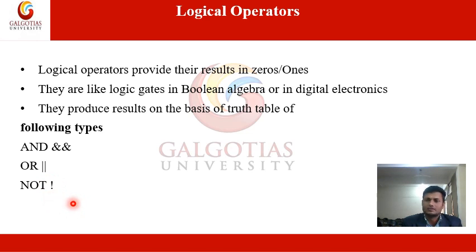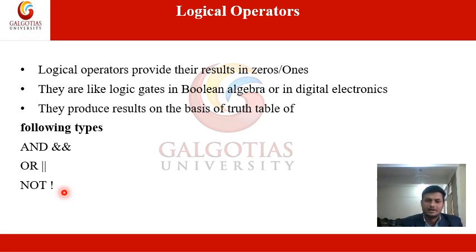Both of these operators, and and or, are binary operators, because both of them take two variables. But in the case of not, or the negation operator, it is a unary operator, because we can apply this operator only on one value. For example, a, and not a will produce the negation of a.